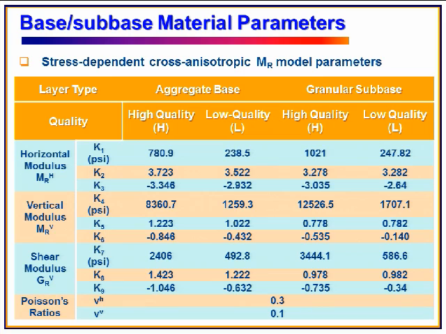And here are the model parameters we estimated for different quality levels. So in this case, instead of having 3 different quality levels, we just had 2 quality levels, high and low, for base and sub-base.